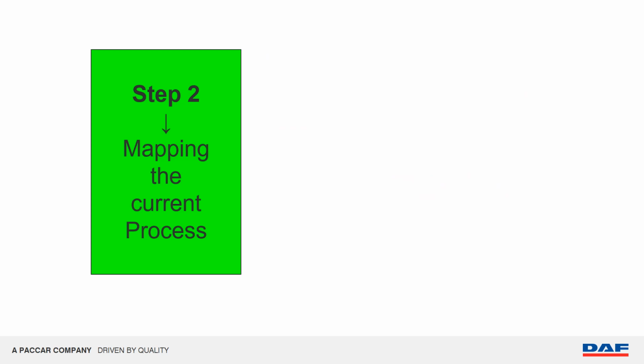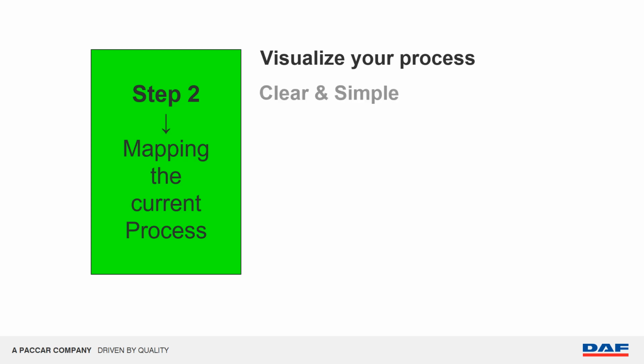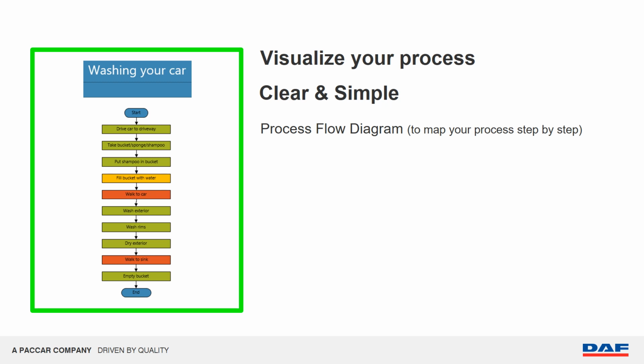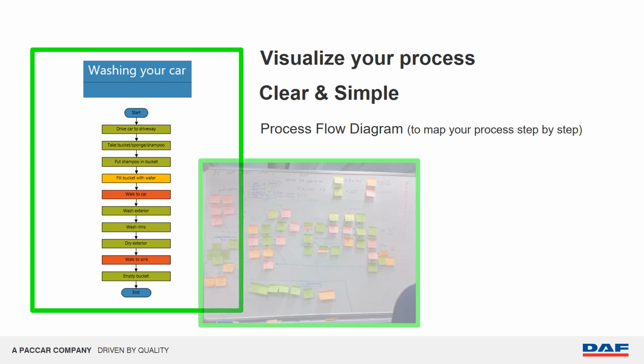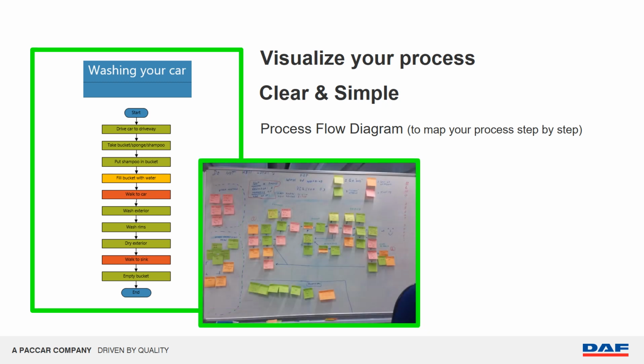When you know what your process is all about, it's time to visualize your process by mapping it. It's a clear and simple way to communicate the process to your team and will help identify areas for improvement. Use the map that best visualizes your process. A process flow diagram. This diagram maps your process step by step. It can be set up using fancy software, but using simple post-its is just as easy. Color coding can be used to distinguish value-added and non-value-added steps.